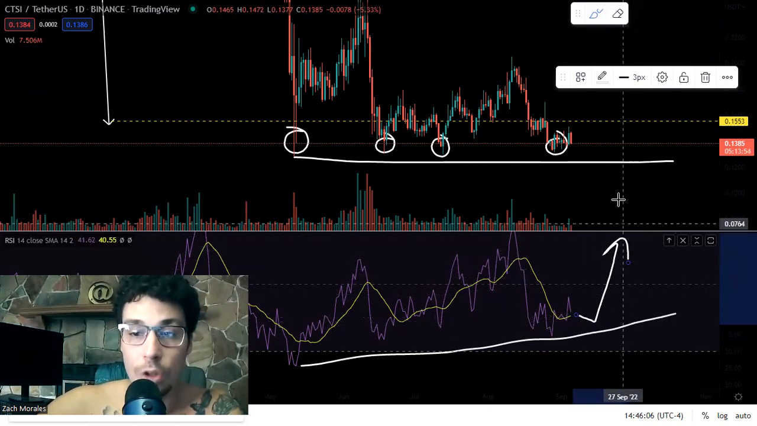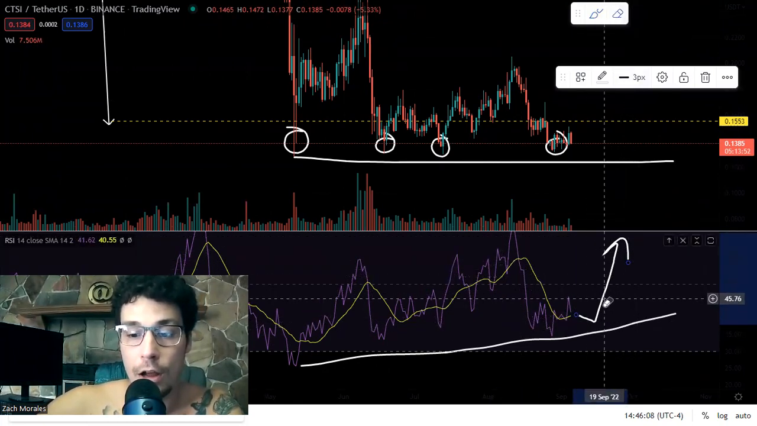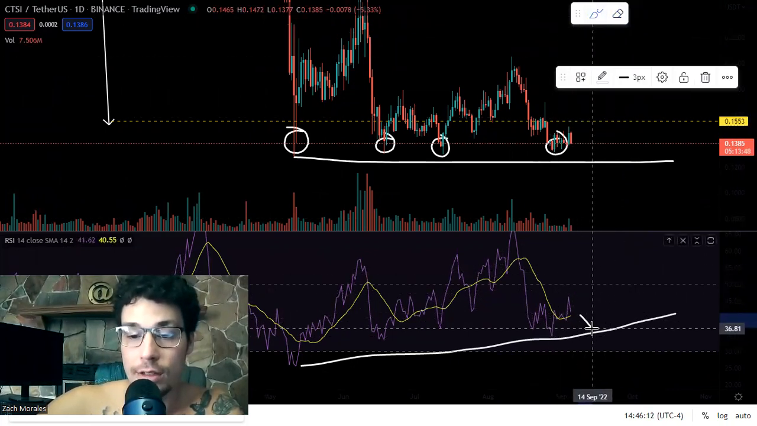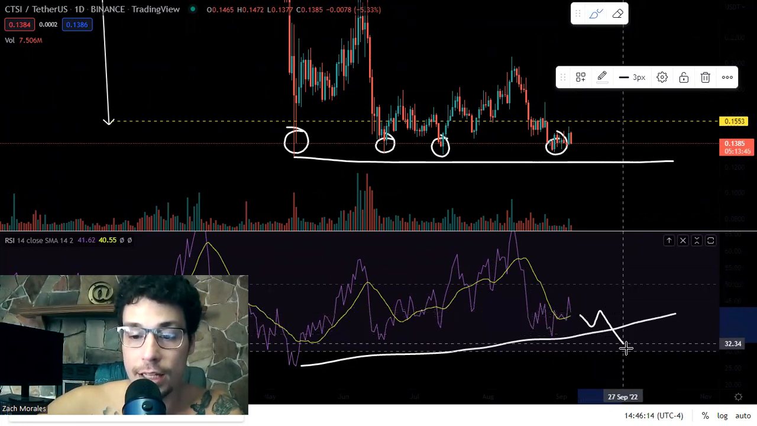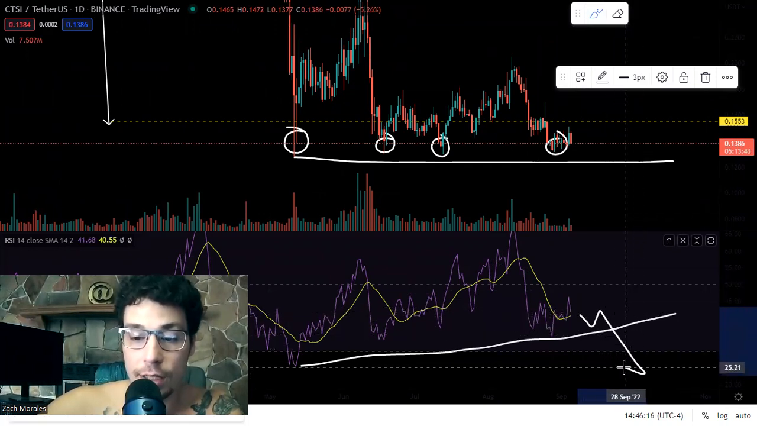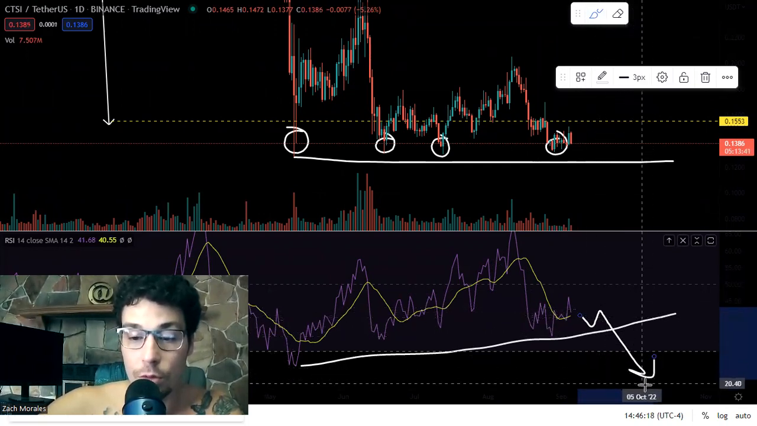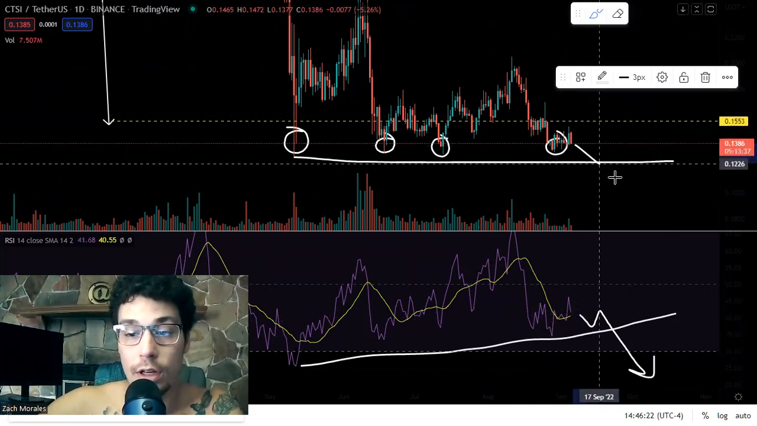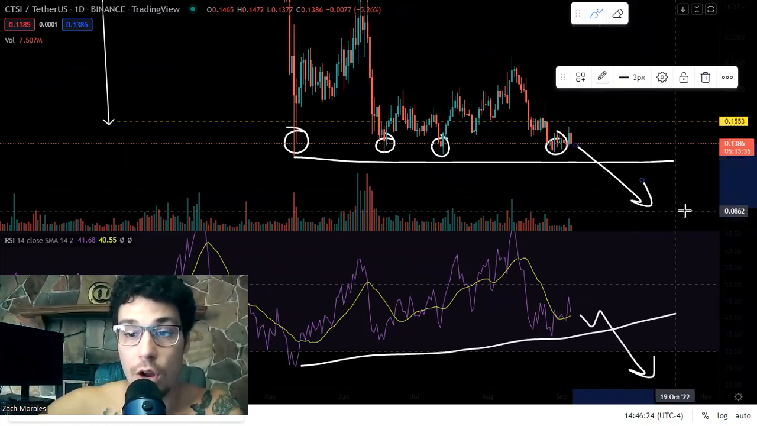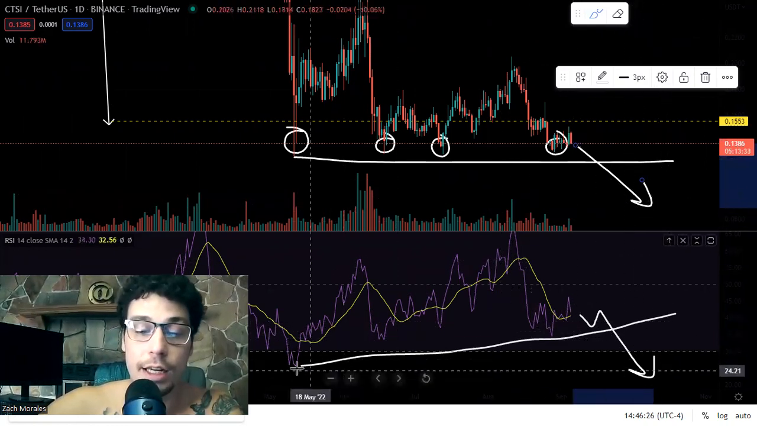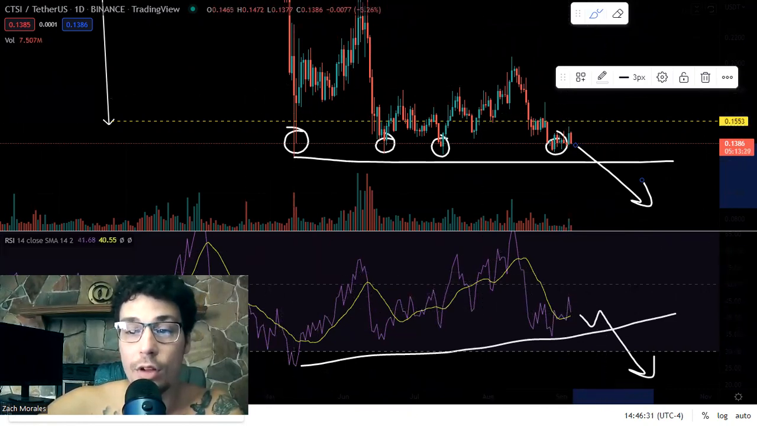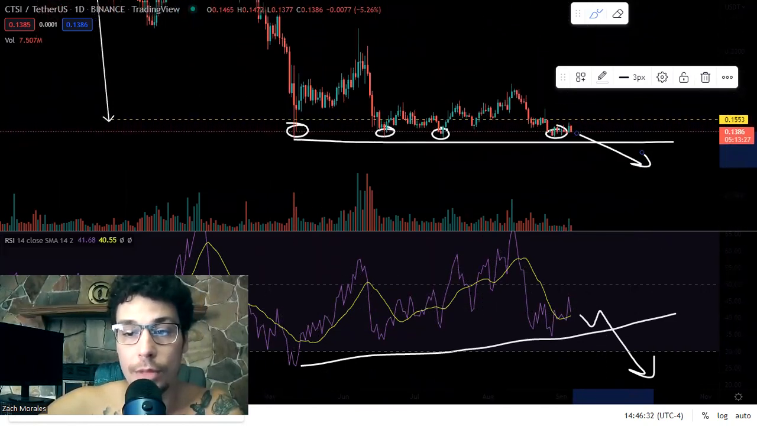Now, if we don't do that, basically what would happen is we're going to come down here, test it, bounce, and then it's going to break it. If you see it break this and start moving downwards very dramatically, then you're going to see the coin go like this. The coin is going to be dropping hard, right? So this trend line here is going to be really key, and it indicates that we may have a little bit of a bullish pop here soon.